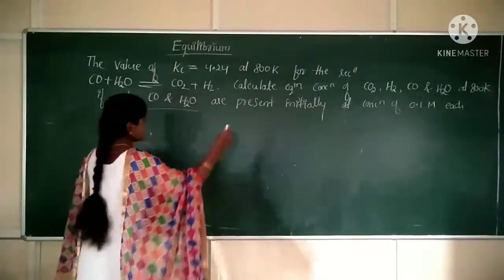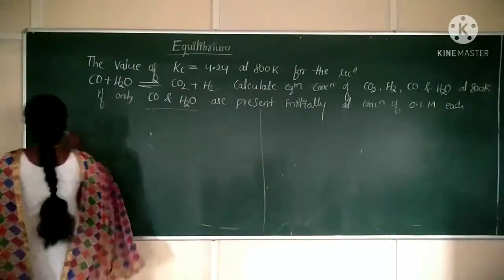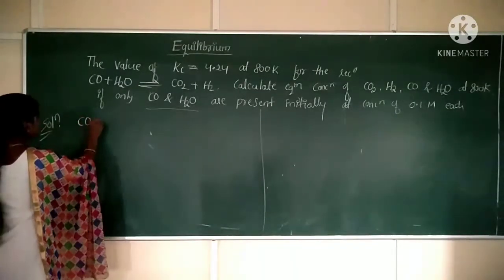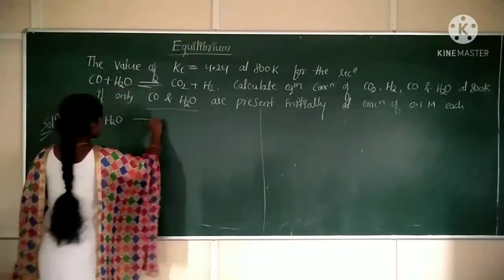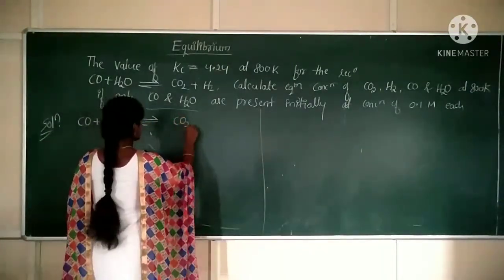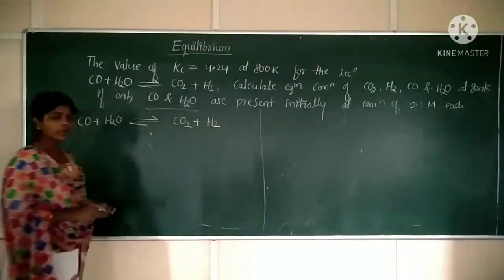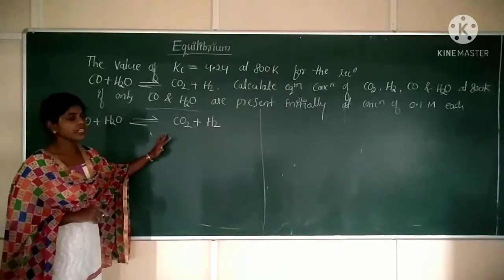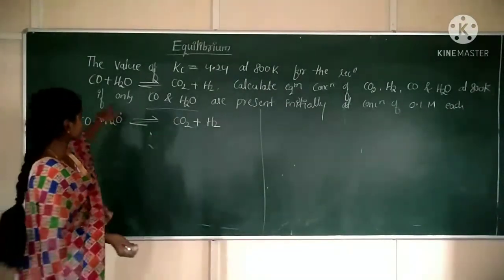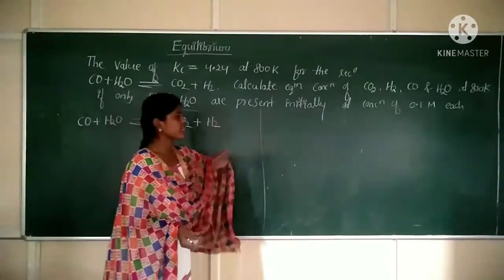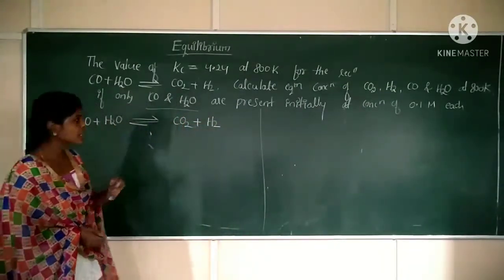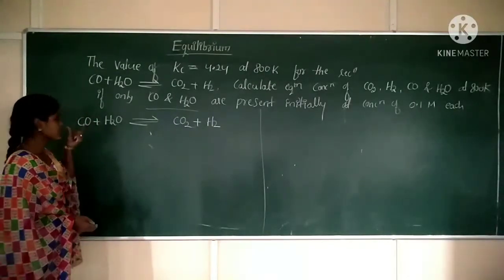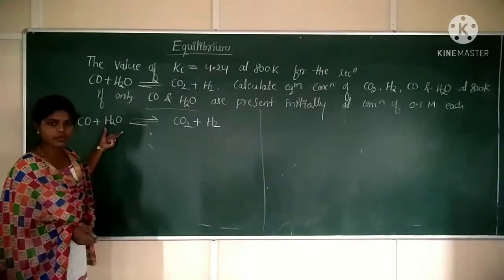What is the question? Any question? Given reaction, write the given reaction. Solution. Given reaction is CO plus H2O reacts to form what? CO2 plus H2. Okay. So this is your given equation, correct? Initial concentration is given. If only CO and H2O are present initially at a concentration of 0.1 M each, it means the initial concentration of CO and H2O is given, okay?